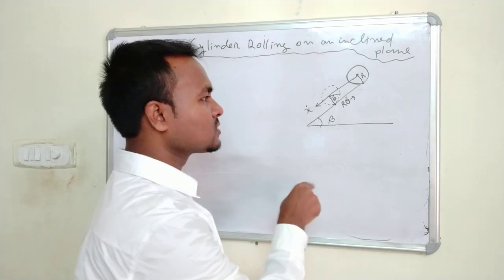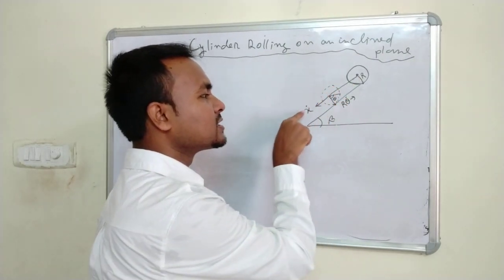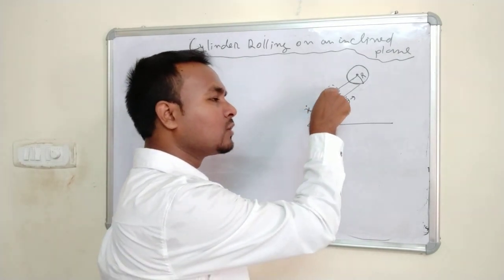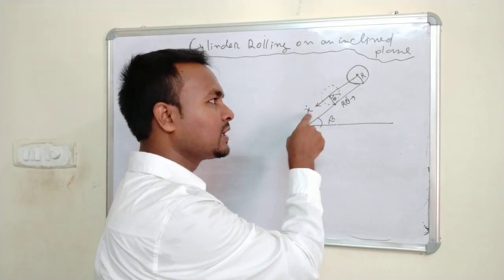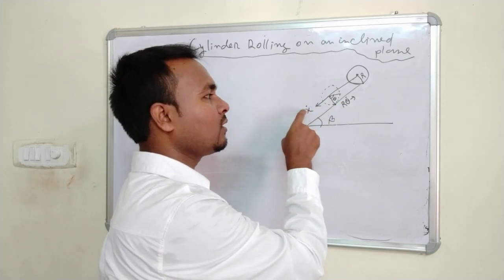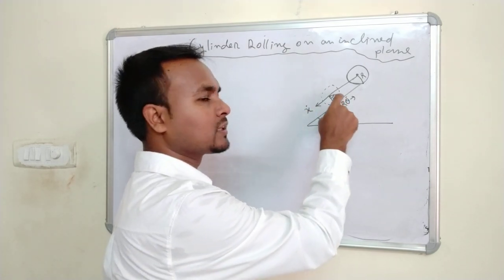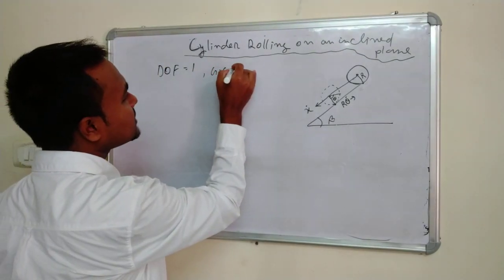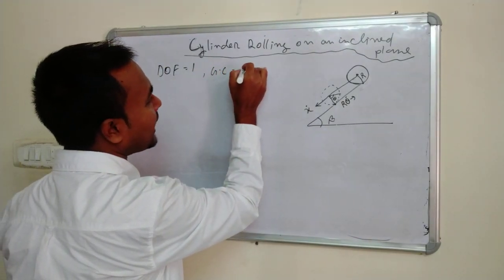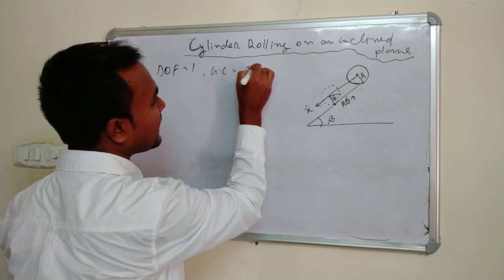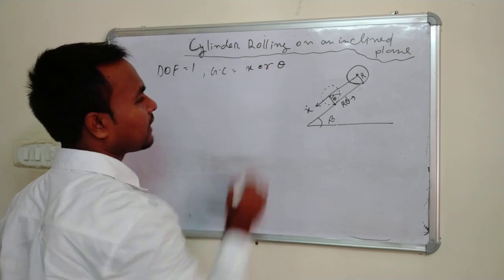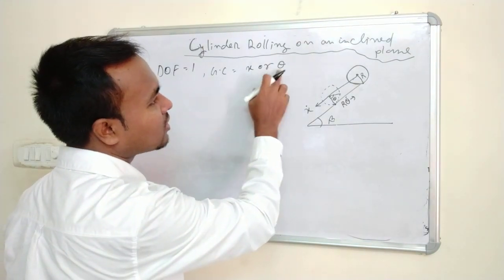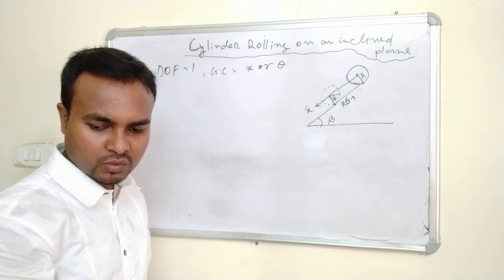What can the generalized coordinate be? Either the displacement of the center of mass, or the angular displacement. When it is coming like this, two variables are there, one is x, another is theta. Theta can change. So your generalized coordinate is either x or theta. Degree of freedom is 1, so the generalized coordinate is x or theta. You can choose any one.